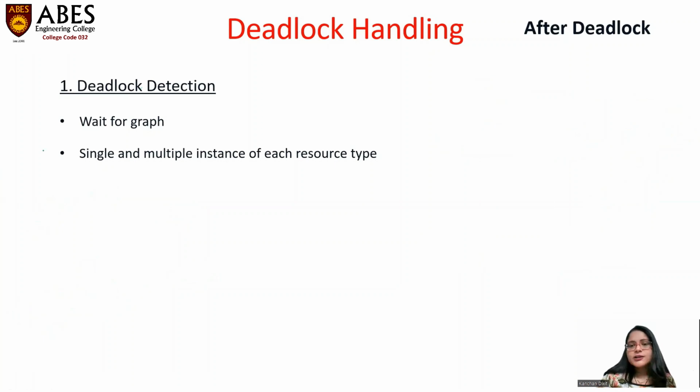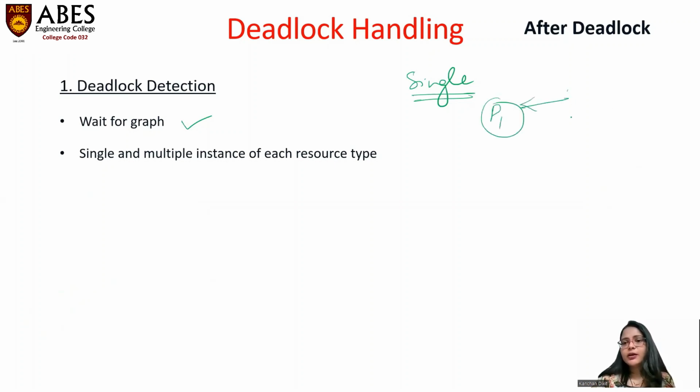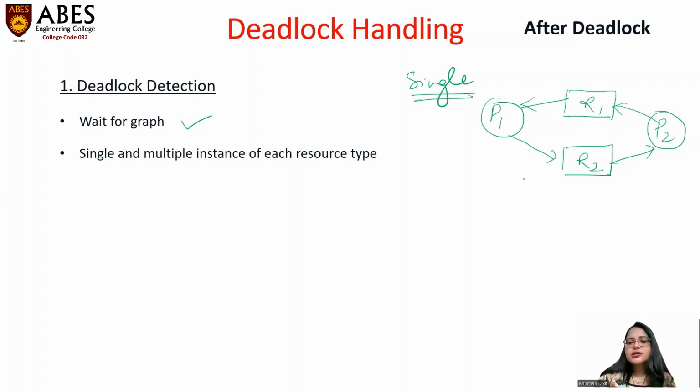So for single instance, we can say we are following the wait for graph. So what is wait for graph? As I have already told you, suppose this is the resource allocation graph. P1 is having R1 and P1 is requesting for R2. And R2 is being allocated to P2 and P2 is requesting for R1. So this is the resource allocation graph.